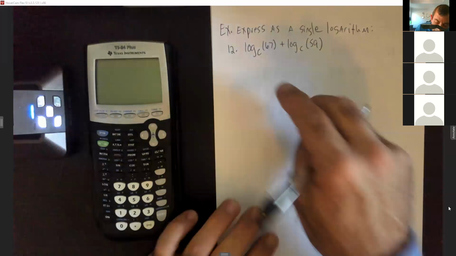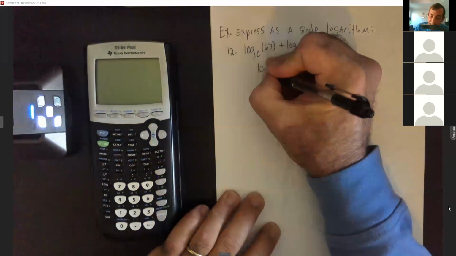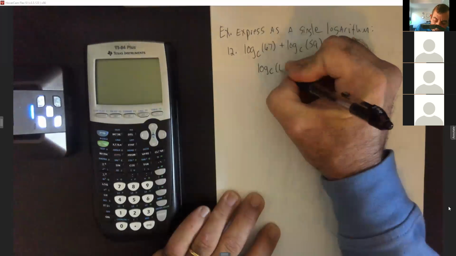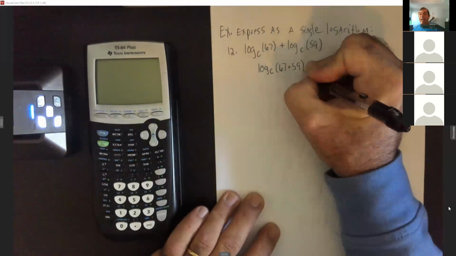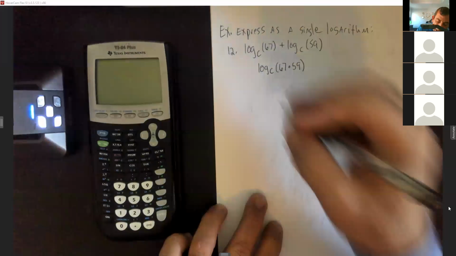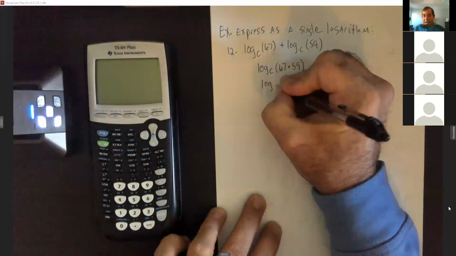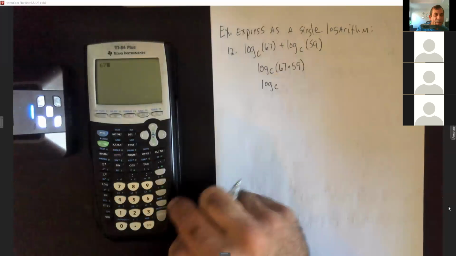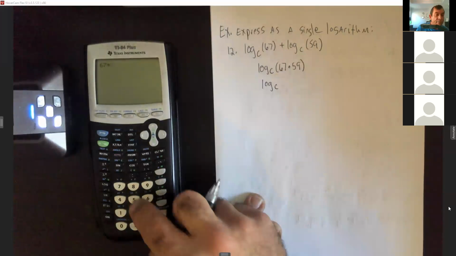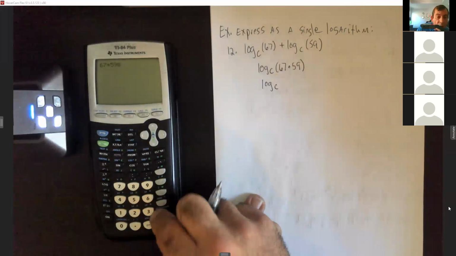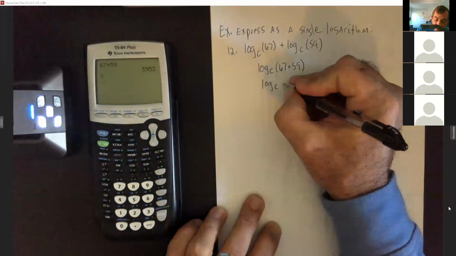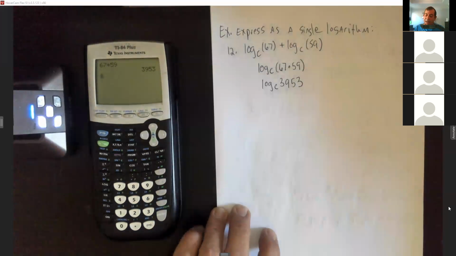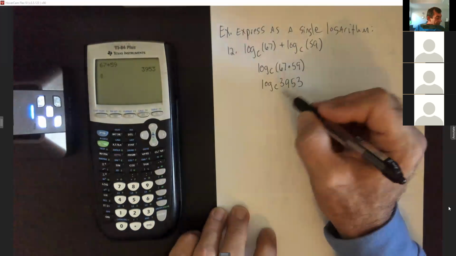All right, so we would rewrite this as a log base C. Since they're being added, we would rewrite it as multiplication, 67 times 59. And then MyMathLab makes you go on and actually multiply that out. So let's see, what is 67 times 59? That'll give me a log base C of 3,953. So that one, rewrite it as a product, but then multiply that and get me the final answer.